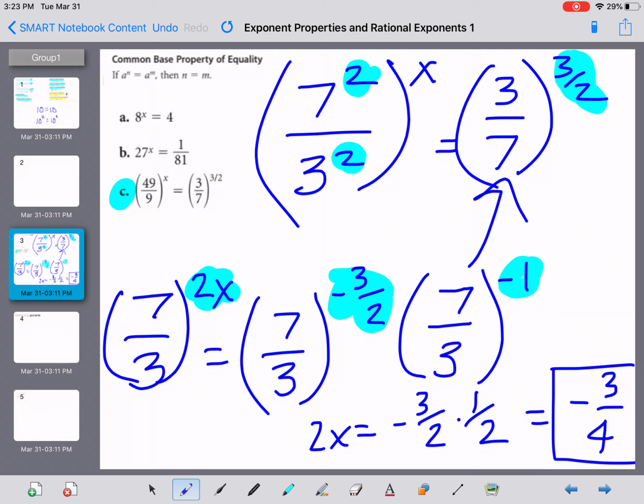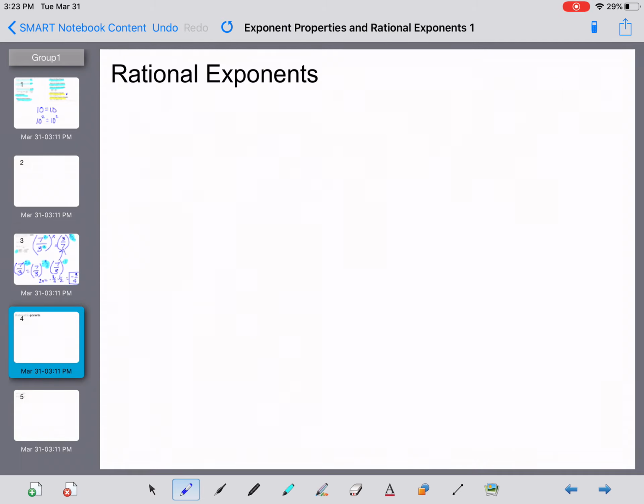Again, you can make them pretty complex. So just pay attention to, if I don't have the same base, I can turn them into the same base to be able to solve those, to be able to figure out what that exponent has to be. Okay? Last little chunk is rational exponents.